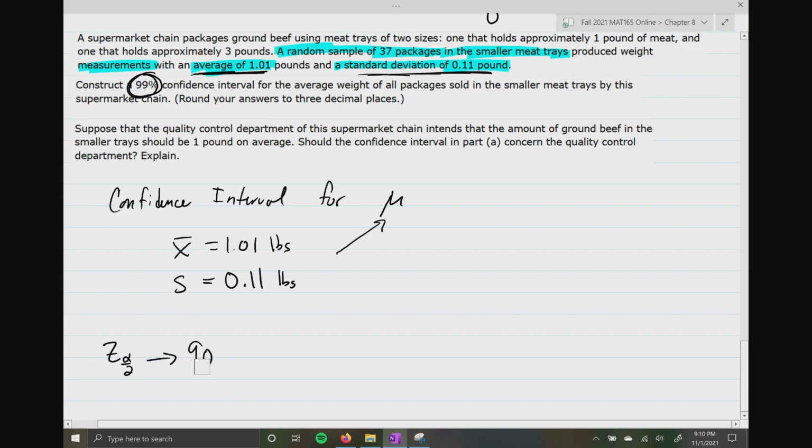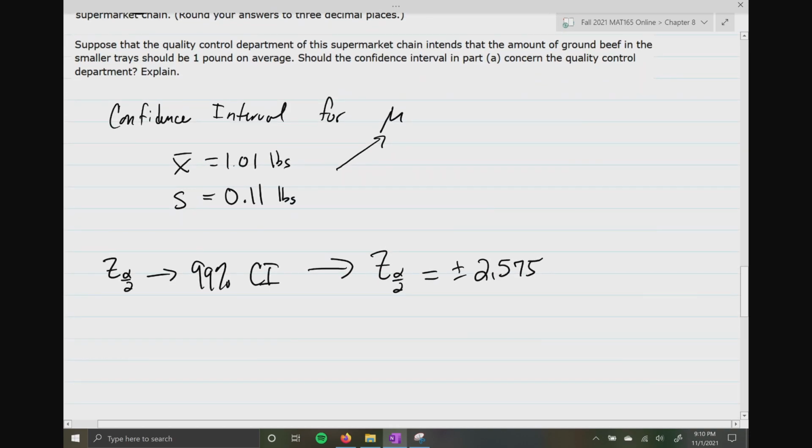Oh, sorry, I read the wrong number. 99% confidence interval. That means my Z alpha over 2 critical values are going to equal plus or minus 2.575. Okay? Now the next step, let's calculate that margin of error. We know the margin of error is going to be Z alpha over 2 times S over the square root of N.